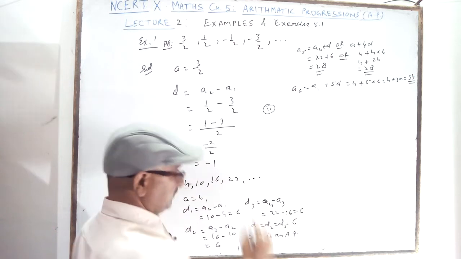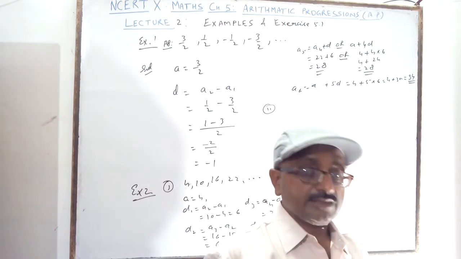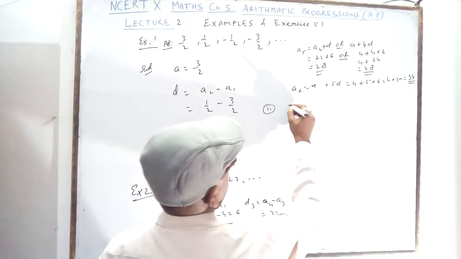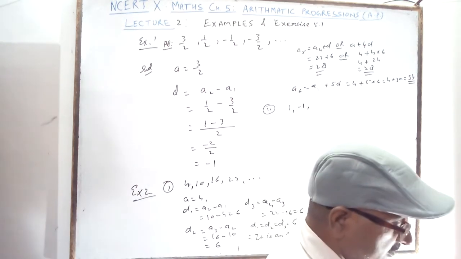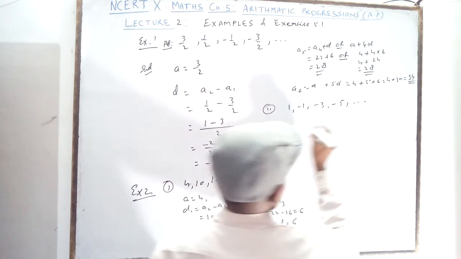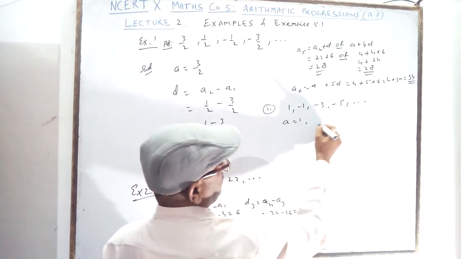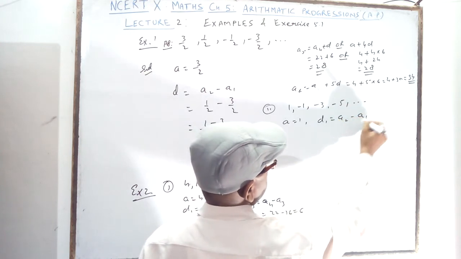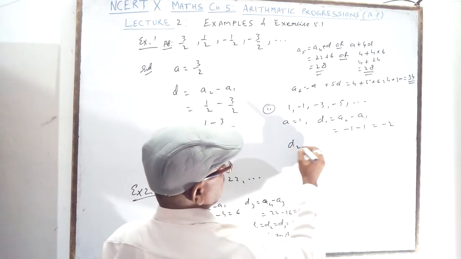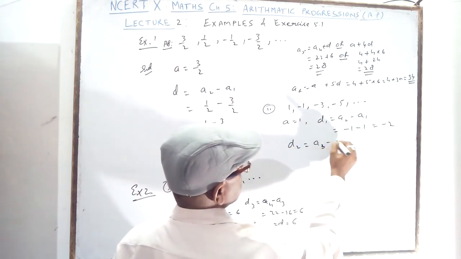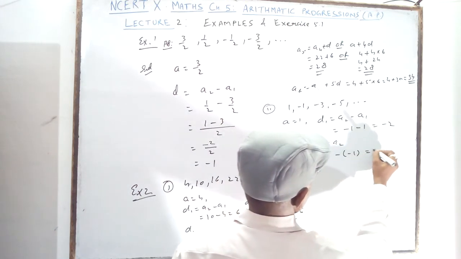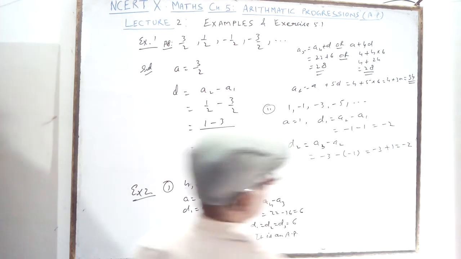The second part of this example is given: 1, minus 1, minus 3, minus 5, and so on. So what is A? 1. What is D1? A2 minus A1. What is A2? Minus 1 minus 1 will give you minus 2. D2? A3 minus A2. What is A3? Minus 3 minus minus 1 gives you minus 3 plus 1, again minus 2.